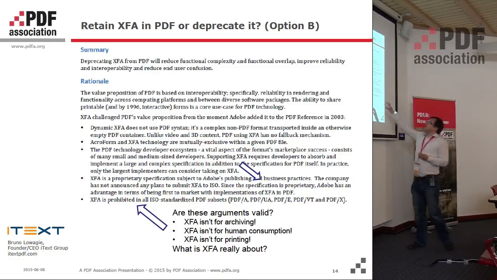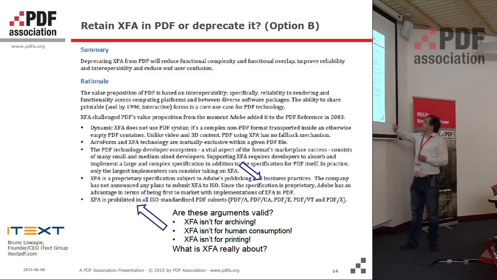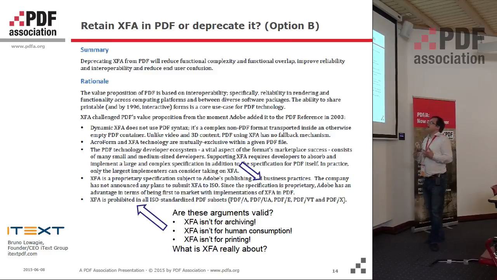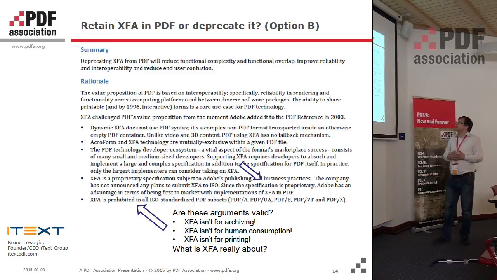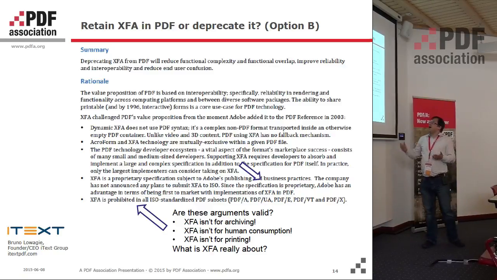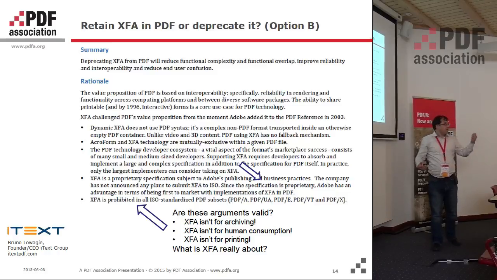Now the rationale to deprecate XFA was that, well, one of them, I already named some of the cons, so I'm not going to repeat them, but the specification is proprietary, so that's a big concern. And another concern was that XFA is prohibited in all ISO standardized PDF subsets, like PDF A, PDF UA, PDF E, PDF VT, and PDF X. Now, are these arguments valid? XFA isn't for archiving. We use XFA in a workflow, and if you want to archive, you convert the XFA to PDF A.